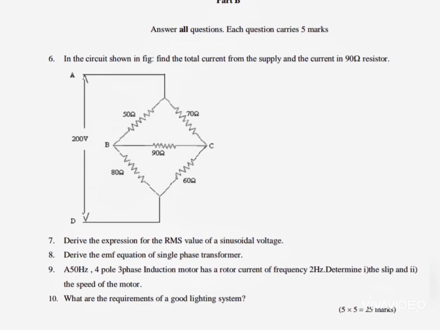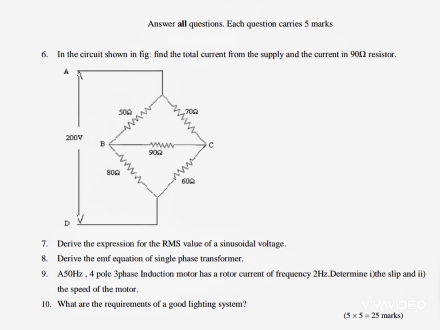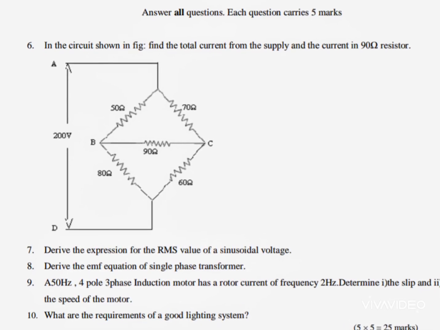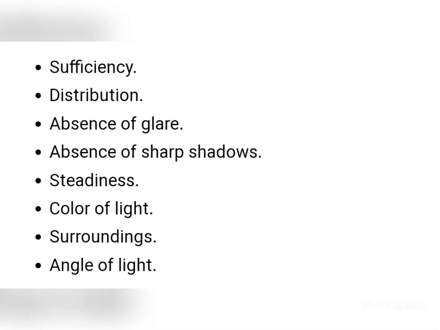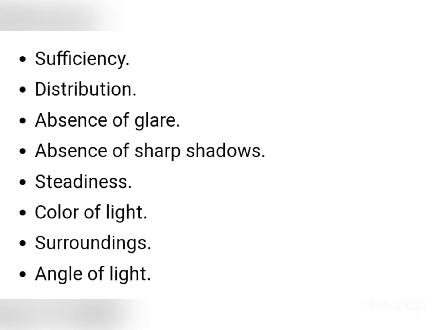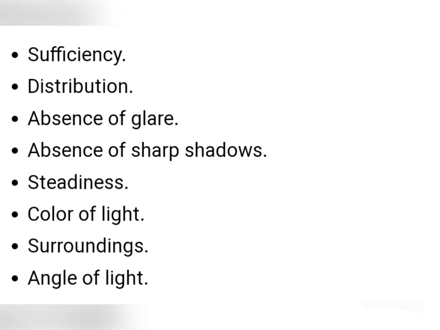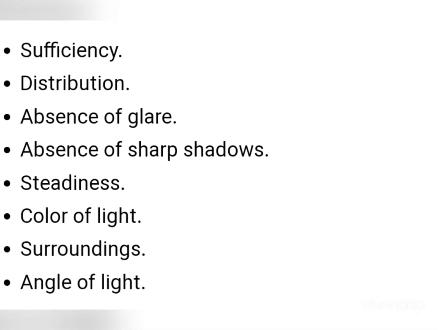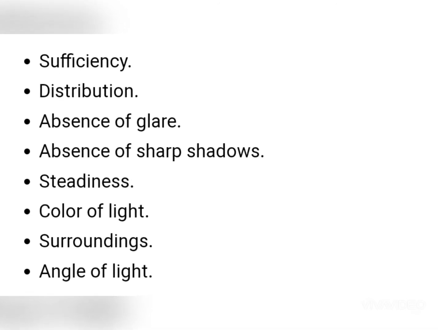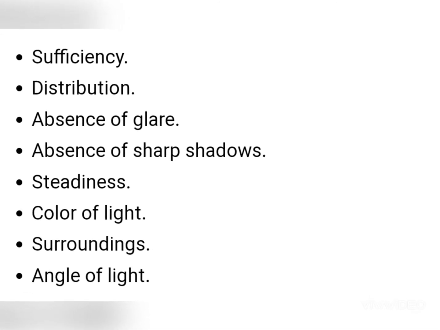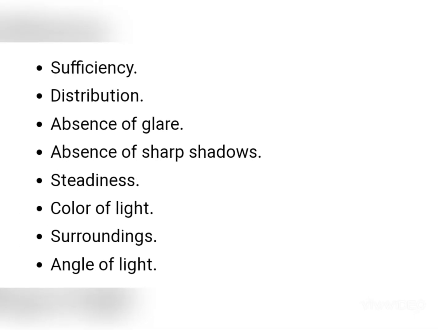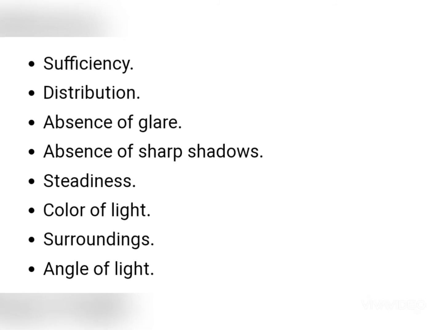Tenth question: what are the requirements of a good lighting system? First is sufficiency. Light needs to be sufficient to see the object properly. Second is distribution. Efficient vision without any eye strain occurs by uniformity in light distribution. And third is absence of glare. Glare is high contrast of light. Excessive light and high intensity of light lead to glare.